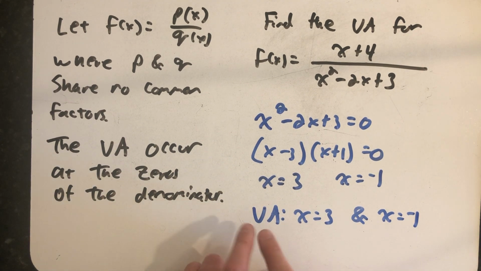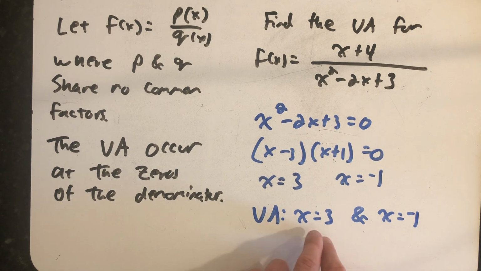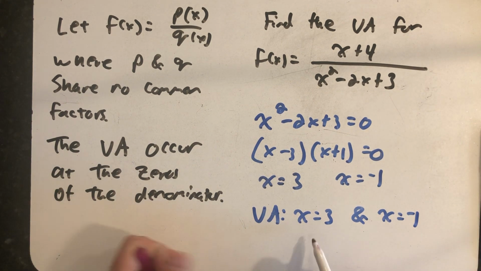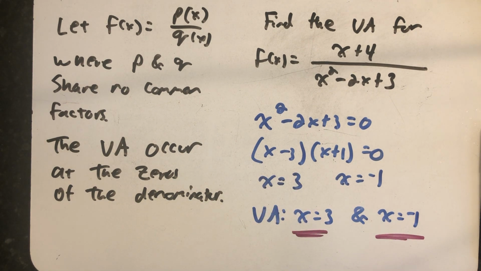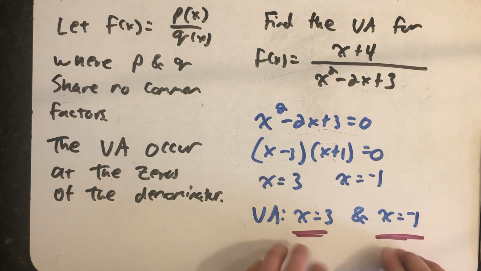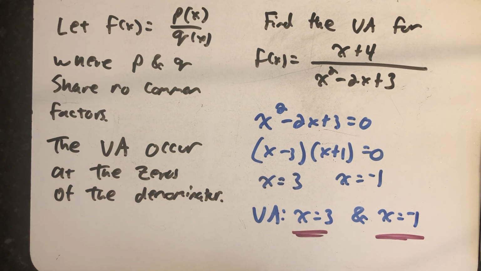A vertical asymptote is always a line, so we write it down as a line. Don't just write down numbers. You have to write down x equals 3 and x equals minus 1. Plus, it's always a good reminder that when we write down x equals 3, that's the equation of a vertical line. X equals minus 1, that's also the equation of a vertical line. So when we write down vertical asymptotes, we will always write them down as equations of lines.